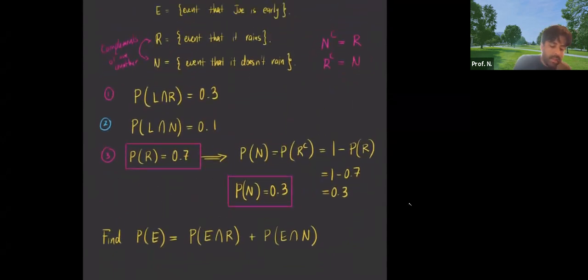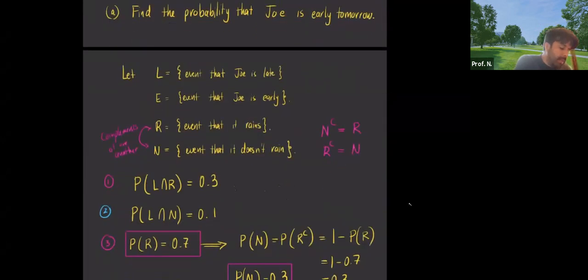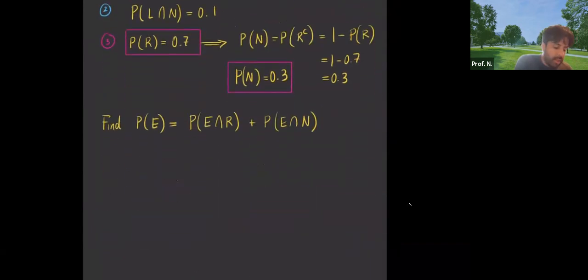Do you guys see that? It's like I'm dividing up the sample space between non-rainy days and rainy days. And then within this, I have an event, that he goes to work. Either he goes to work late, or he goes to work early. But that's dependent upon whether it rains or it doesn't rain. You guys see that?